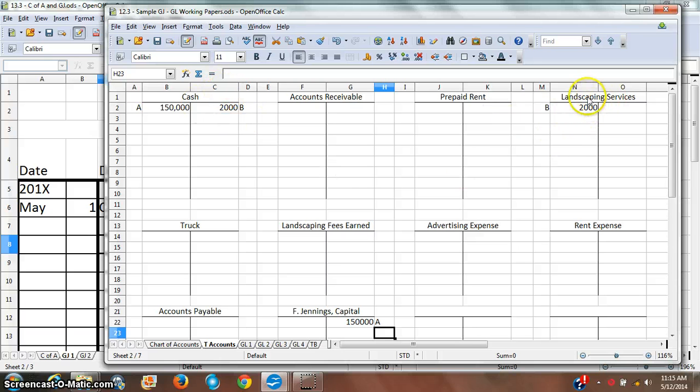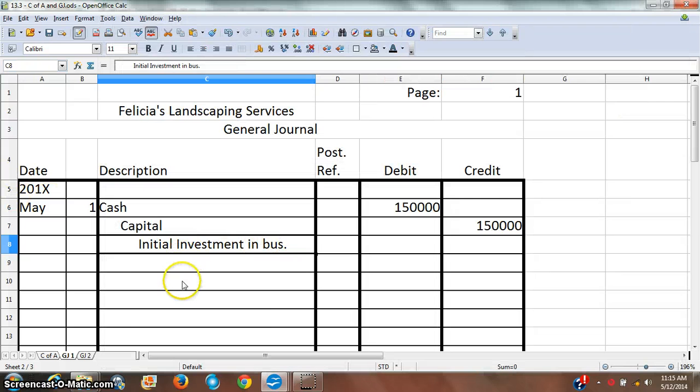For this transaction, landscaping services is the first account that I'm going to hit. So I'm going to do that one first. Landscaping services, $2,000. On this next line here, I'm going to write cash, because the debit comes first in the general journal. There I've got the debit, and then on the second line I'm going to put my credit. And then on this third line, as I did previously, I'm going to describe what happened.